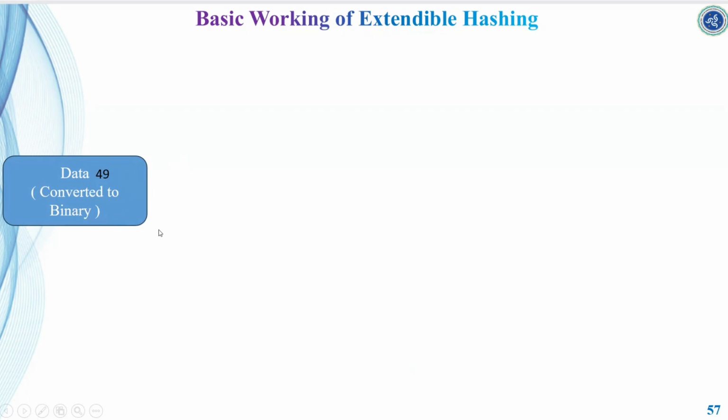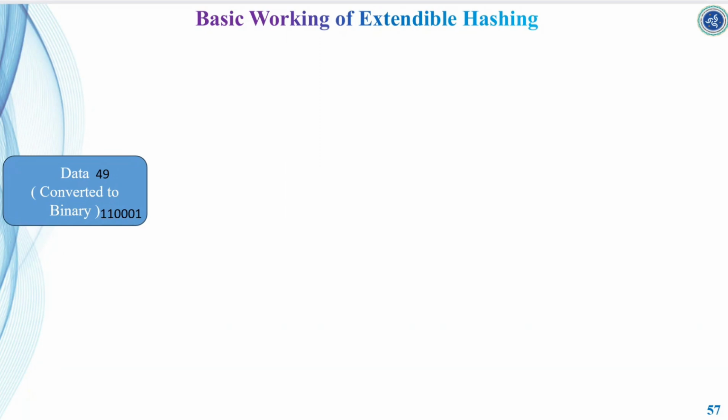So now we can say the basic working of extendable hashing. So here we have a data given. The data given, we have to convert it into binary because binary representation is required for extendable hashing. So the given data is, let it be 49. Okay. So we need to analyze the data, and then convert it into binary format. So here the binary format of 49 is given as 110001.